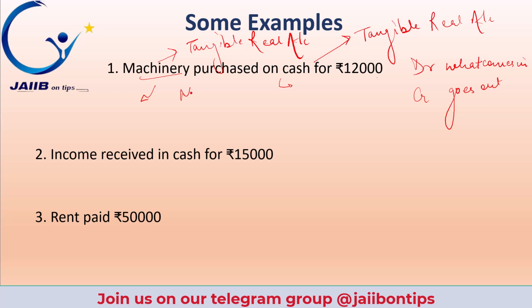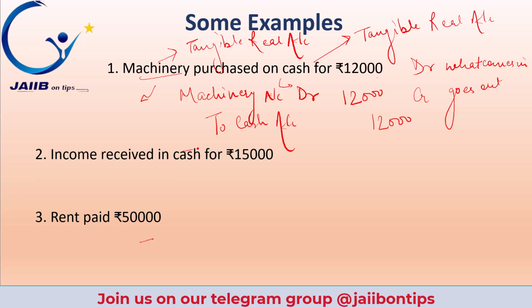So machinery account will be debited to cash account for rupees 12,000 each. Okay. Next one is income received in cash for rupees 15,000. Right? Again, the cash is tangible real account and income is nominal account.